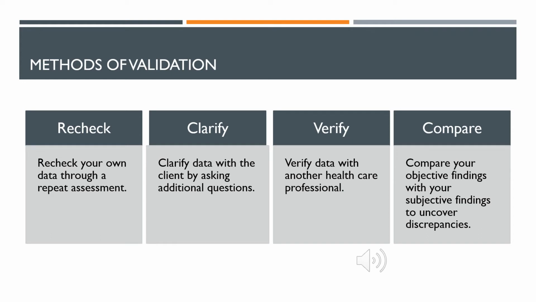So there are several ways to validate your data. The first one would be to recheck your own data through a repeat assessment. I just gave you an example of a client that had a fever of 104, and if it was inconsistent or did not correlate with the other findings, then you'd want to repeat that assessment. Take the temperature again, either use a different thermometer or a different area on the body, like axillary versus oral.